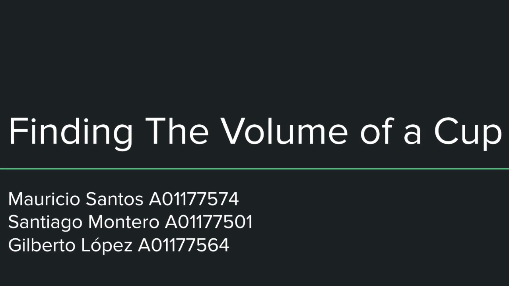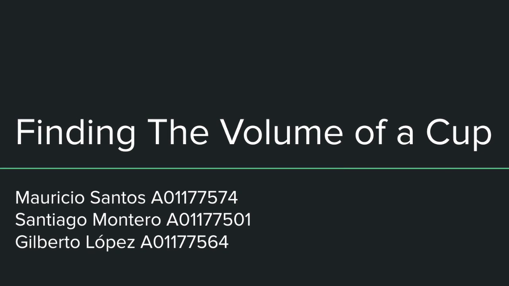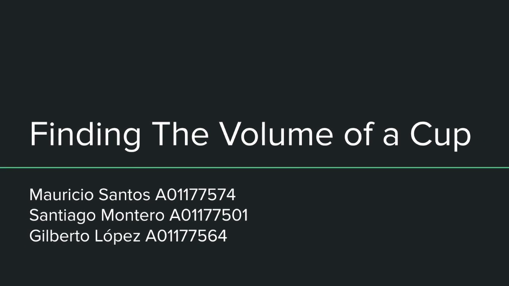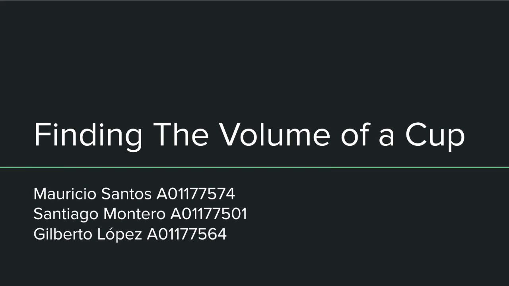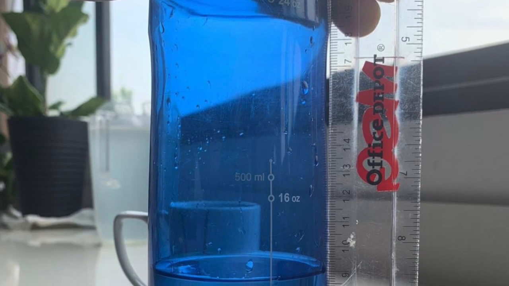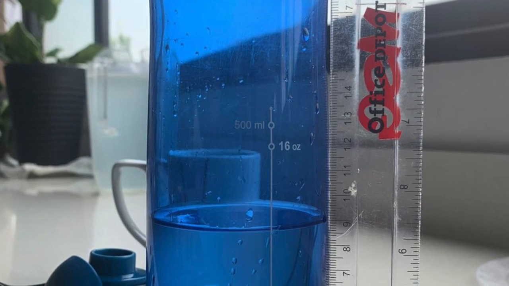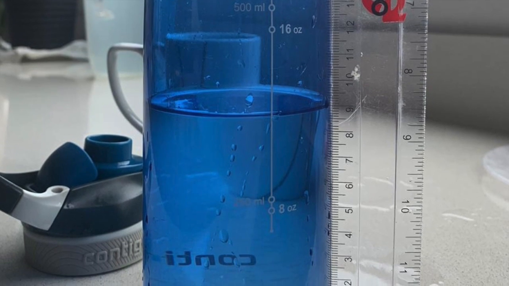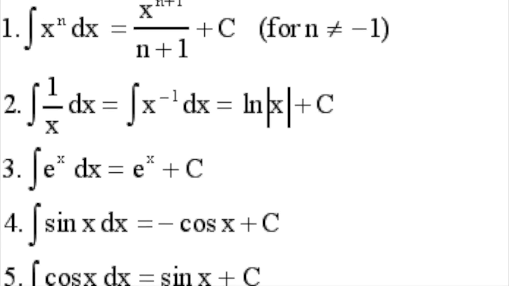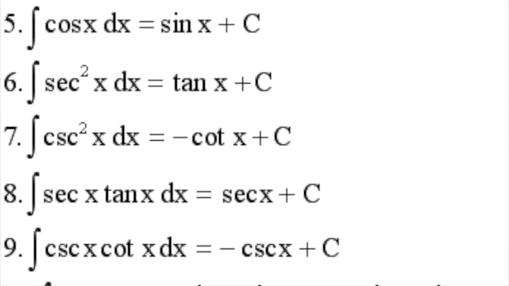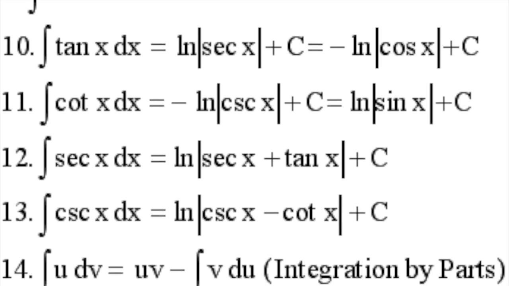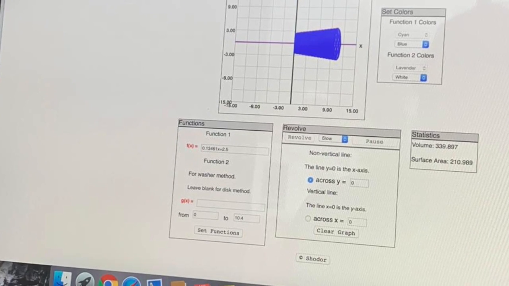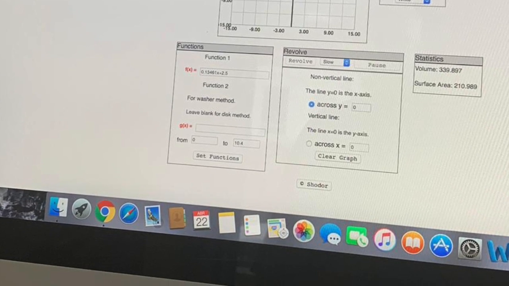The objective of this activity was to find the volume of a cup by using three different methods to see if you can find the same answer. So method one was measuring physically and by using water, which Mao Santos did. The second one was to find the volume using antiderivative, and Santiago Montero did that. And the last one was finding the volume from an online application, which Gilberto Lopez made.